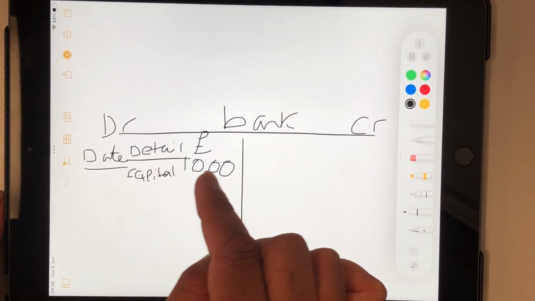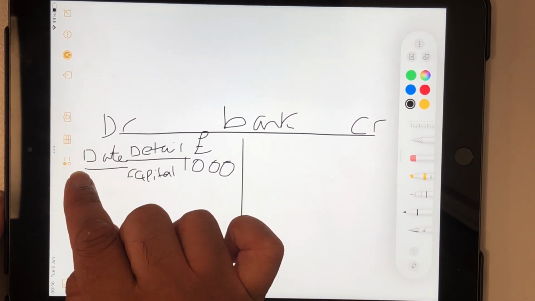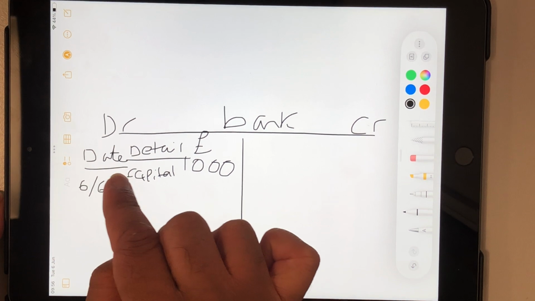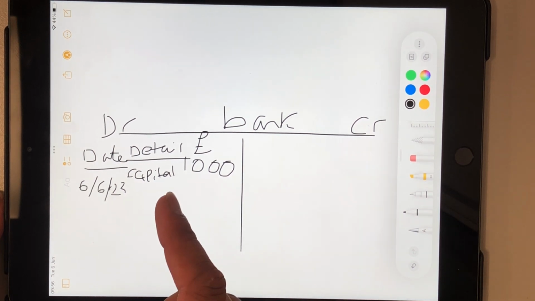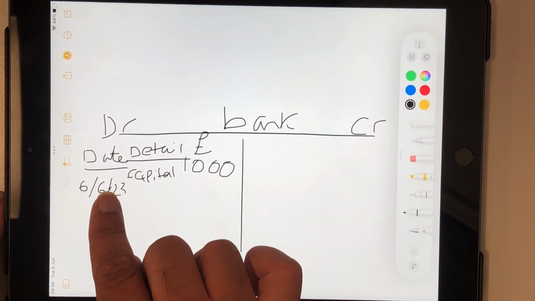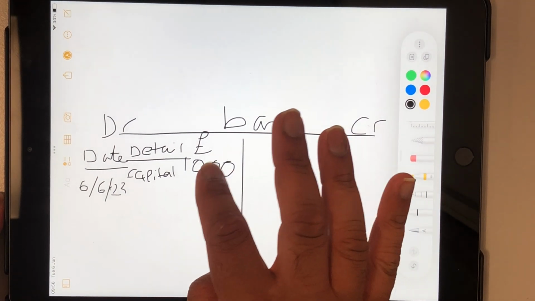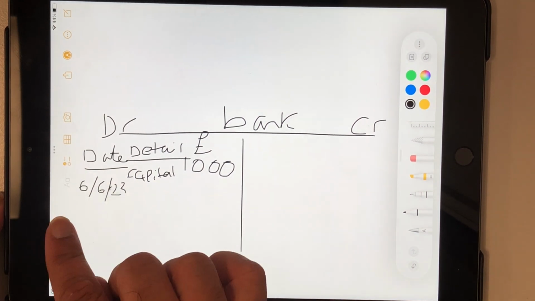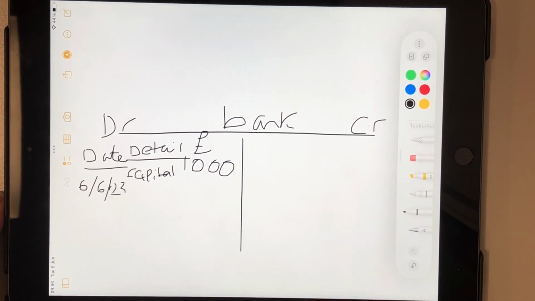You can see I'm not very good with this. And the date could be the 6th of June, which is today's, 6/6/23. So that could be the date. My handwriting is really poor on here, apologies. But we've got the date, the detail, and the amount. So if you were to go to the bank account, you've put £1,000 in for capital investment, and that's the date.